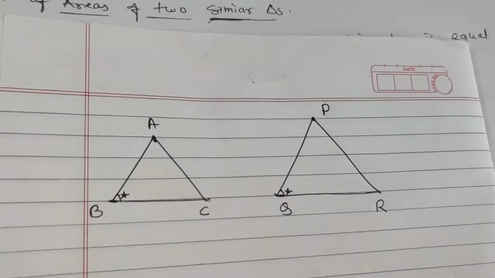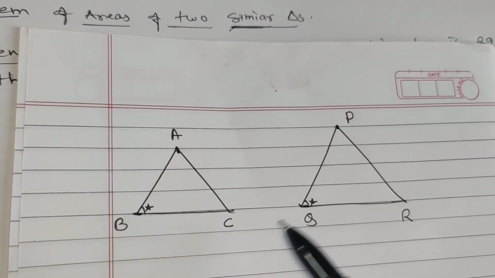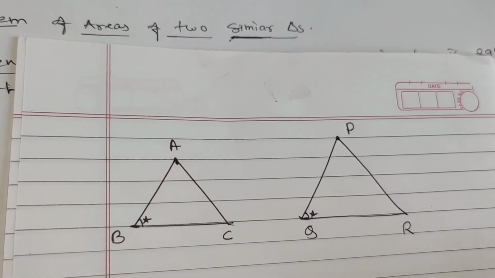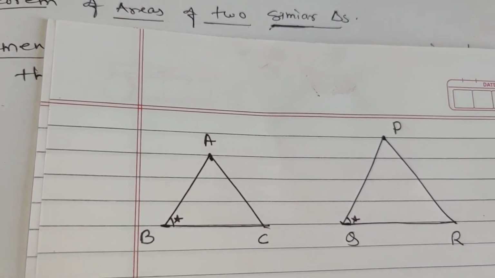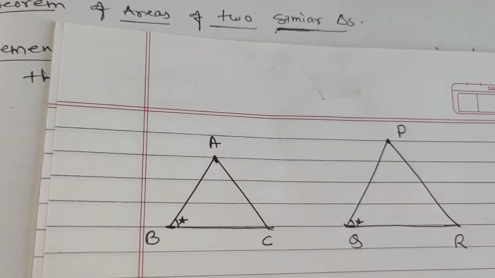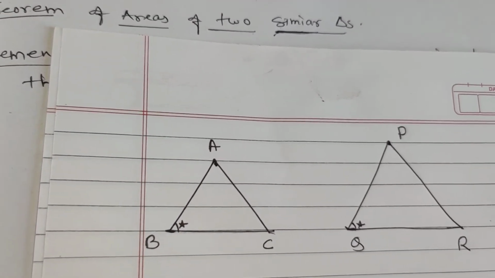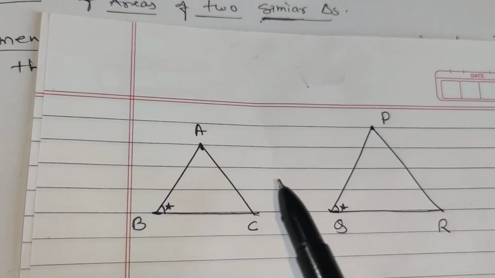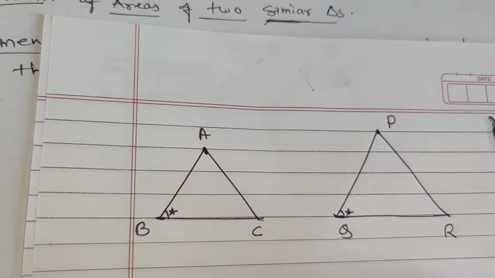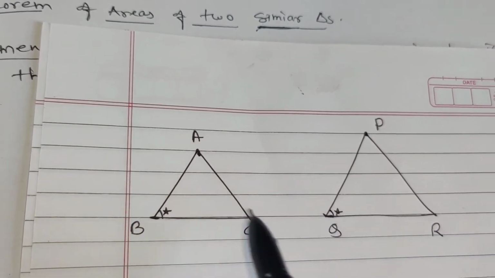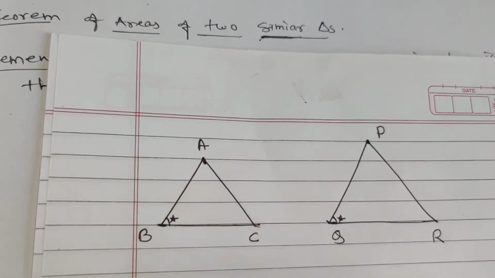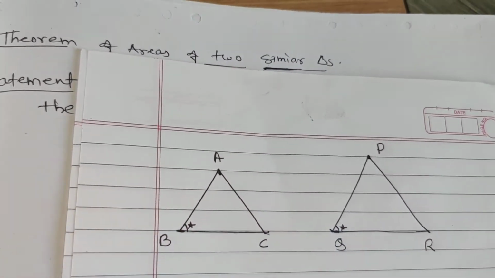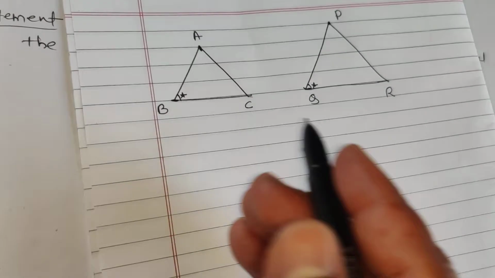To prove this theorem, I have drawn two similar triangles here, triangle ABC and triangle PQR. We must know the properties of two similar triangles. If two triangles are similar, then the corresponding angles are congruent and the corresponding sides are proportional. So triangle ABC and triangle PQR are the two similar triangles given, and I have drawn this figure. As per our statement and diagram, we can write the given things like this.